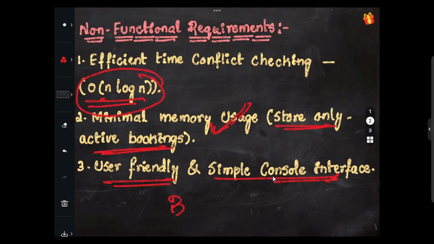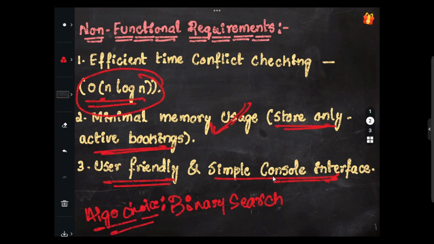Just remember this one. What's the algorithm that we'll be going with? Interval checking with binary search. This is very important. This is the algorithm choice: interval checking with a binary search.